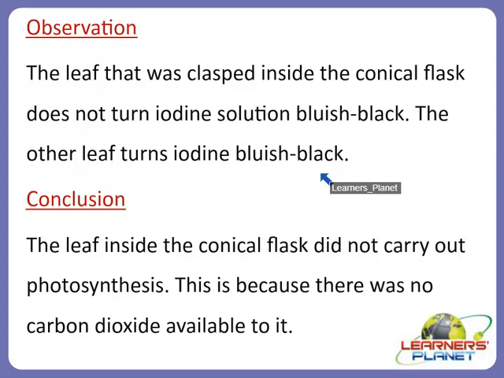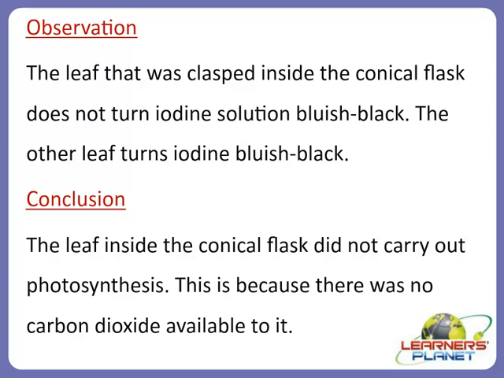The leaf which was clasped inside the conical flask did not turn blue-black, and that is why it was not able to make the food. It was not able to synthesize the food. The other leaf turned bluish black because it caught the sunlight. We also provided it with water, and carbon dioxide was also there.